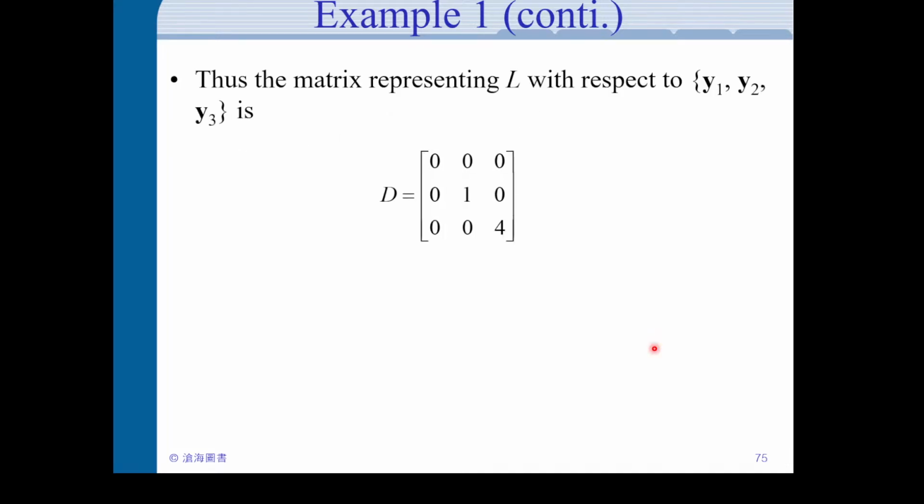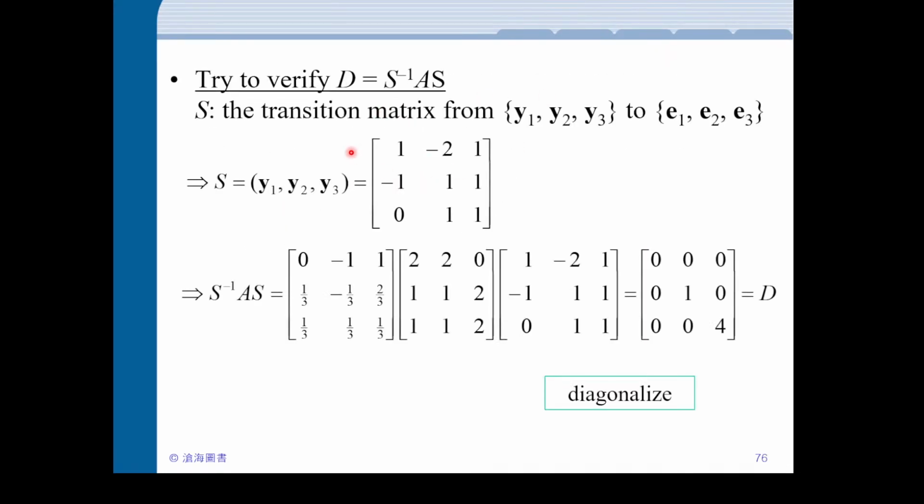And yeah, then you see that we have a very nice form as the representation of our linear operator L. So L is now just this diagonal matrix with 0, 1, 4 as diagonals. Okay. And yeah, a bit of a spoiler, chapter 6 is about the eigenvalues. Okay. And yeah, we can verify that D actually equals S minus 1 A S with our formula. And S is just y1, y2, y3, so it's this 1, minus 1, 0, 2, minus 2, 1, 1, and 1, 1, 1.